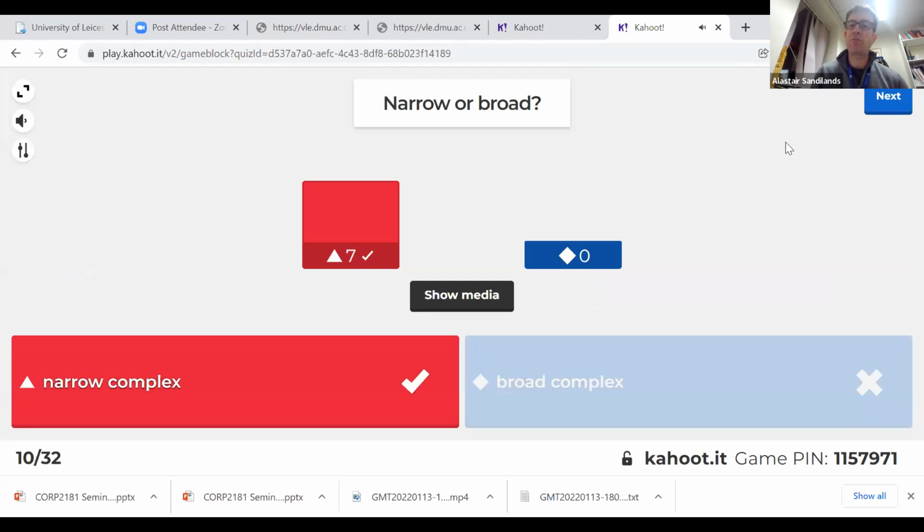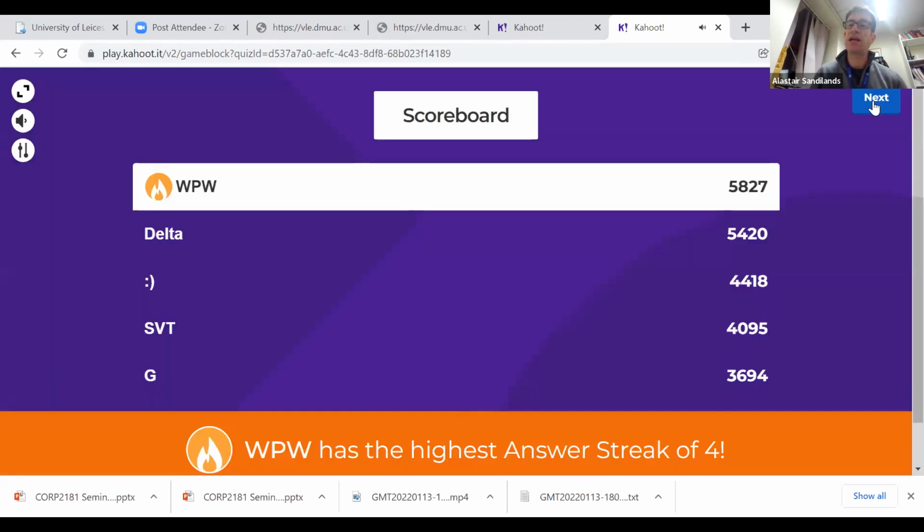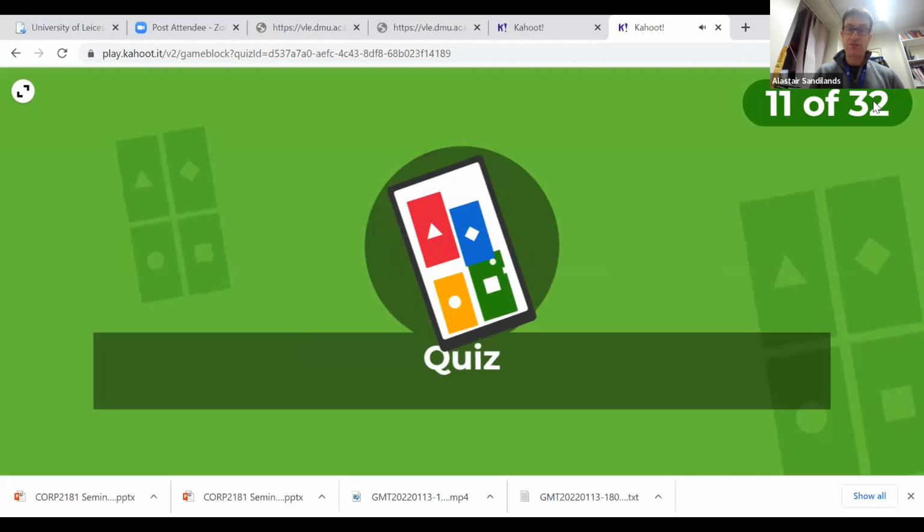Yeah, very good. Narrow complex. The QRS is narrow, very good. AV node conduction down the AV node to the ventricles is normal.